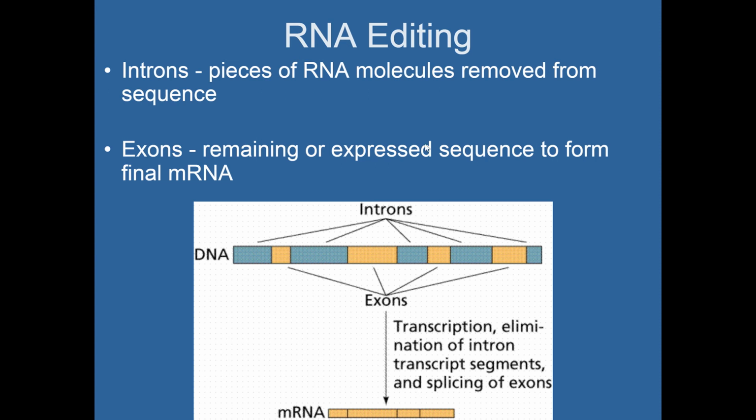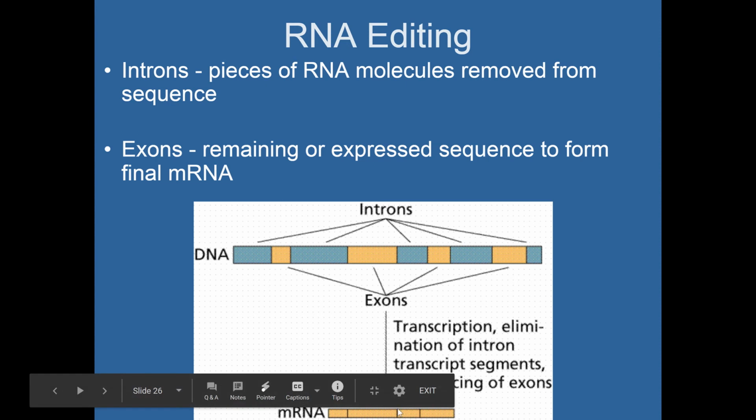So the introns are the actual pieces that are removed, and the exons are the pieces that remain, and they make up the final messenger RNA. So these little yellow pieces are the ones that stay, and the blue pieces are the ones that are removed, and these yellow pieces then come together to create the final mRNA strand.